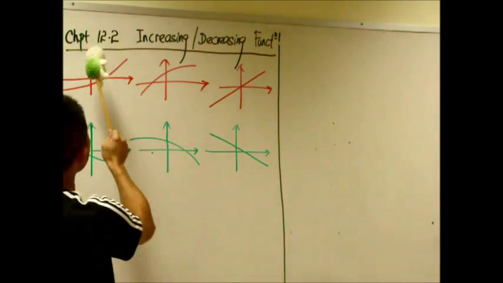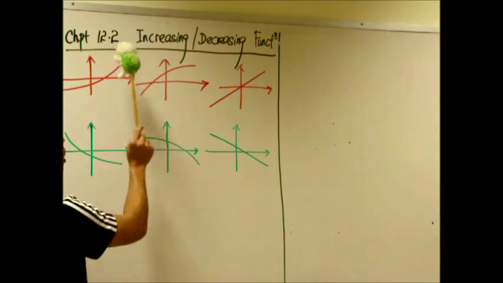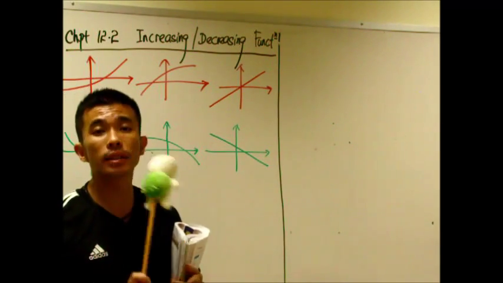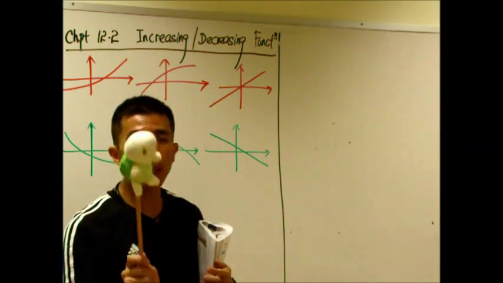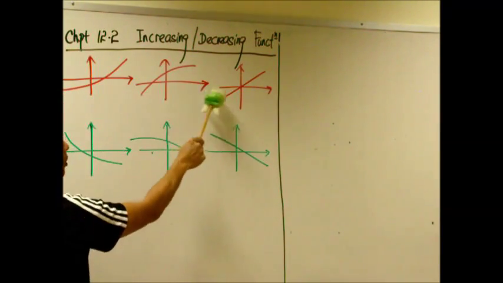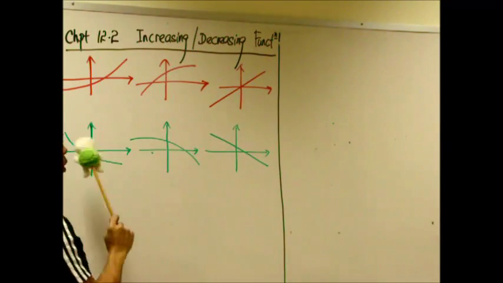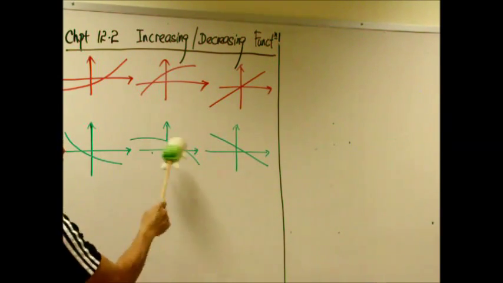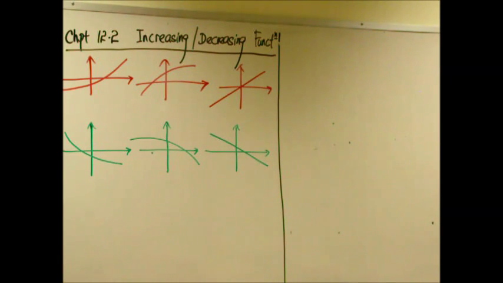I'm going to move on to chapter 12.2 on increasing and decreasing function. First, for the first 5 seconds, please take a look at the graph on top in red as well as the graph below in green. Please think, what similarity do they have for all the red graphs as well as the similarity among all the green graphs? I'm going to give you 3 seconds to think about it.